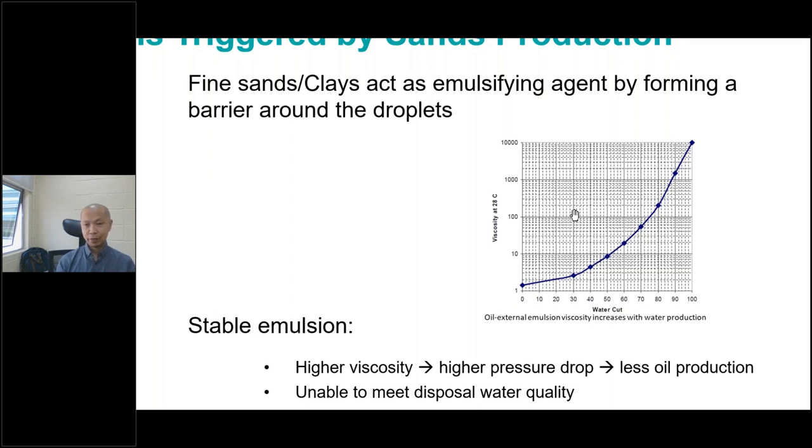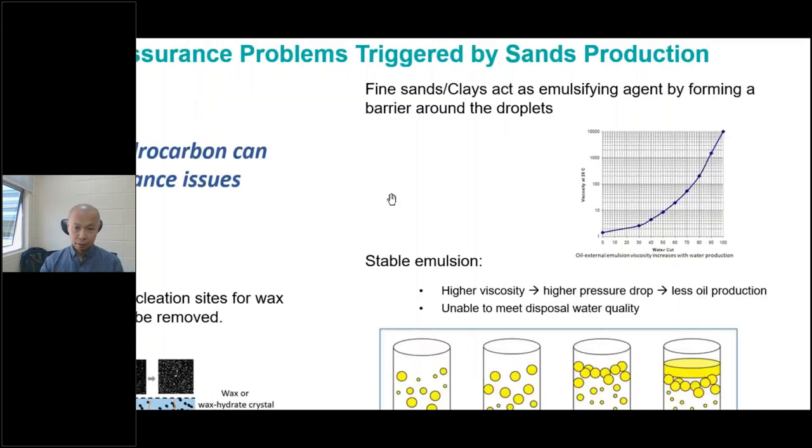oil before we can dispose of it, maybe overboard. There is a certain quality that we need to meet before we are allowed to dump the water overboard or to dispose of the water inside the disposal well, right? And the fact that we have a stable emulsion makes it even harder for us to separate oil and water. So to meet that specific requirement, they call it oil in water, a certain oil in water before we dispose of the water, it will be a challenging task, right?